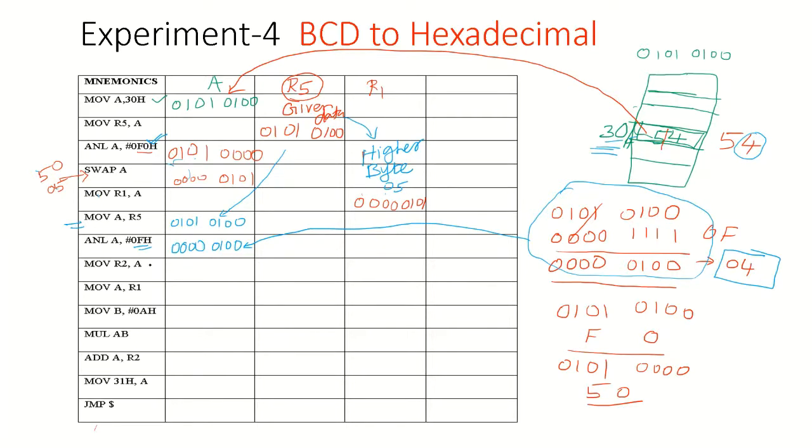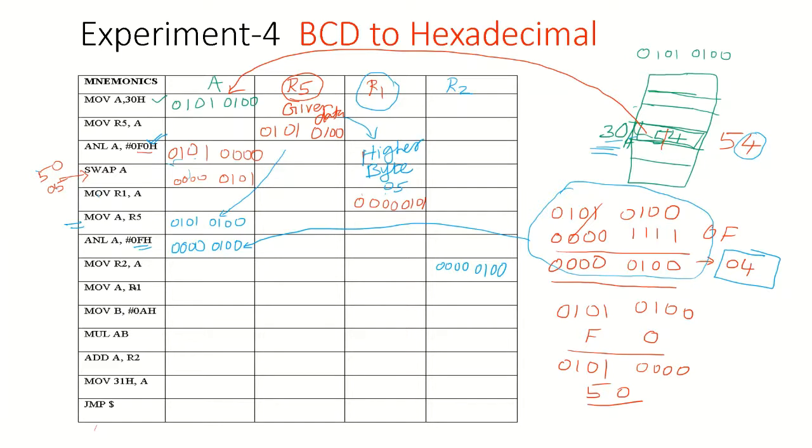Now the result in the accumulator is moved to the R2 register. What is the content of R1? R1 is having the higher byte. You can see here R1 is used for the higher byte storage, and we are taking one more register called R2, and this R2 is used to store the lower byte. So what is the lower byte here? This one, 0100. So that will be stored here, 0000 0100. Okay, so that is done.